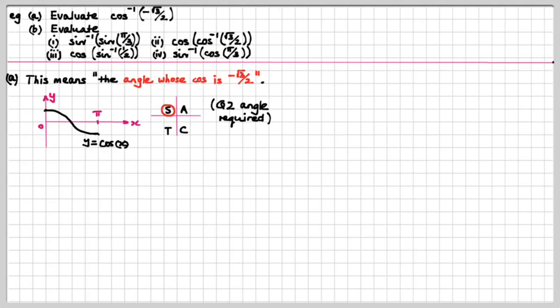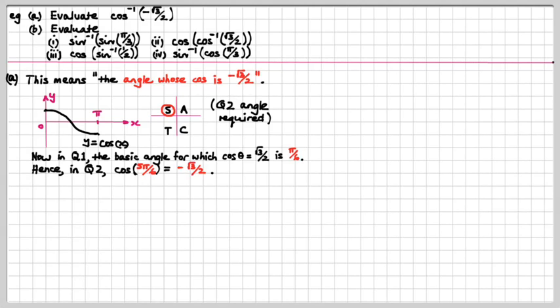Now, if we were in quadrant 1, what angle would have a cos of root 3 on 2? And I hope you know this. It's pi on 6, right? So we're dealing with the equivalent of a pi on 6 angle, but in quadrant 2, which would be 5 pi on 6. 5 pi on 6, right? That is the answer. I know you can do that. Good, so we can put a line under that and finish it. Here comes B.